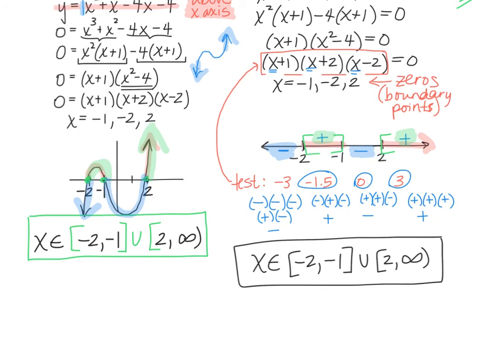So you can see how these methods relate to one another. Graphically is clearly a visual approach, and then doing it with the interval test method is more of an algebraic approach. But both work beautifully. You just need to figure out which one works best for you.